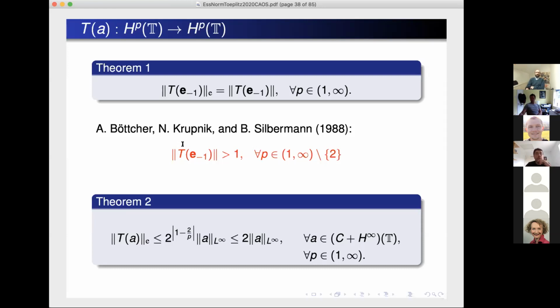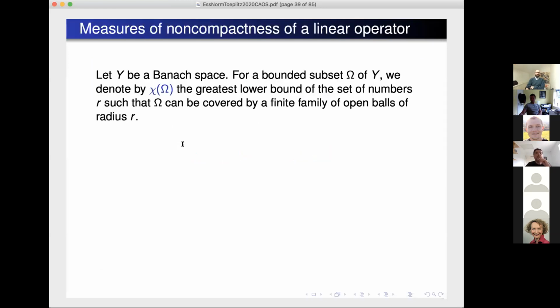I need two measures of non-compactness, and they're exactly those that are used in those proofs. So first of all, let me talk about the Hausdorff measure of non-compactness of a set. Now, let me start from compact sets, or rather relatively compact sets. So sets with compact closures.